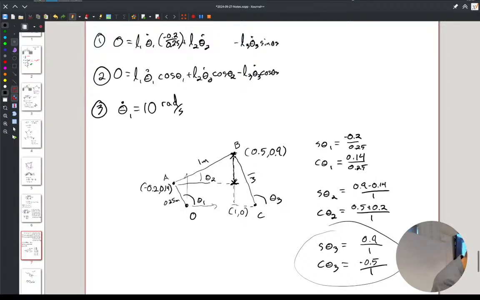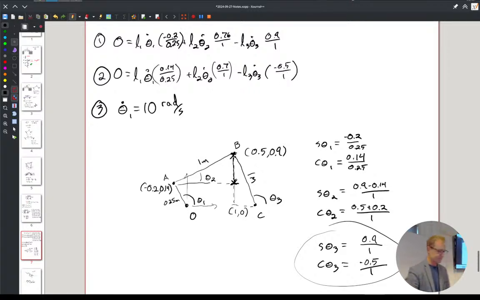And I'll take that sine theta 2, 0.76, I think you said. Sine theta 3, 0.9 over 1. Cosine theta 1, 0.14 over 0.25. Theta 2, 0.7 over 1. And then theta 3. Now I've got a negative 0.5 over 1.